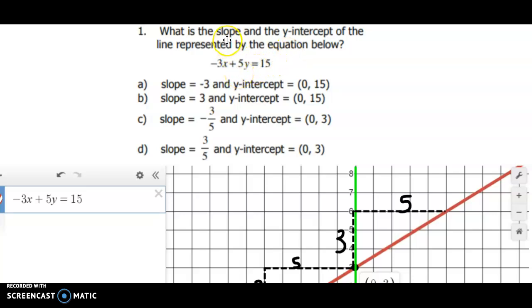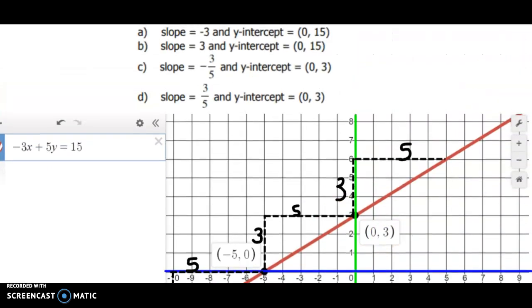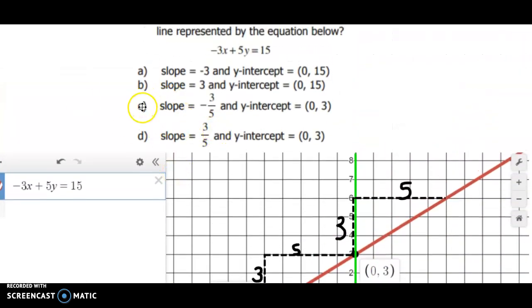Whenever a question asks us about slope, y-intercept, or x-intercepts, we type the whole equation in one line in Desmos, as you can see I've done here. This equation is shown as my line in red, my y-axis in green, and my x-axis in blue. Where my red line intercepts my y-axis is my y-intercept. So I can see that my y-intercept is (0, 3). That says my answer is either C, because it says (0, 3), or D.